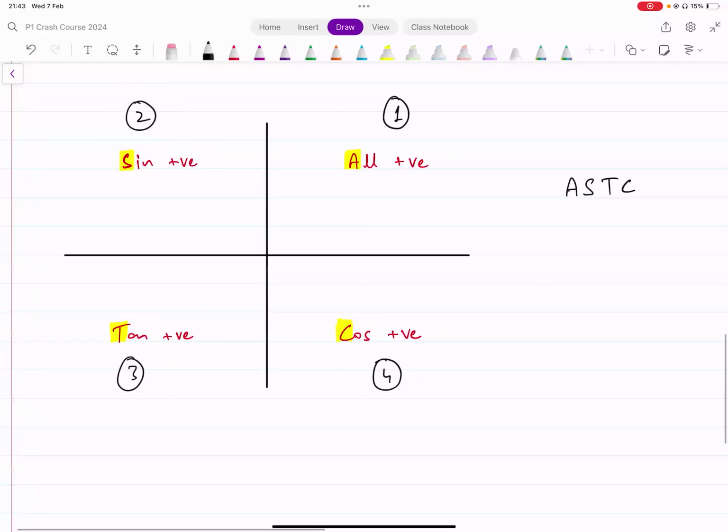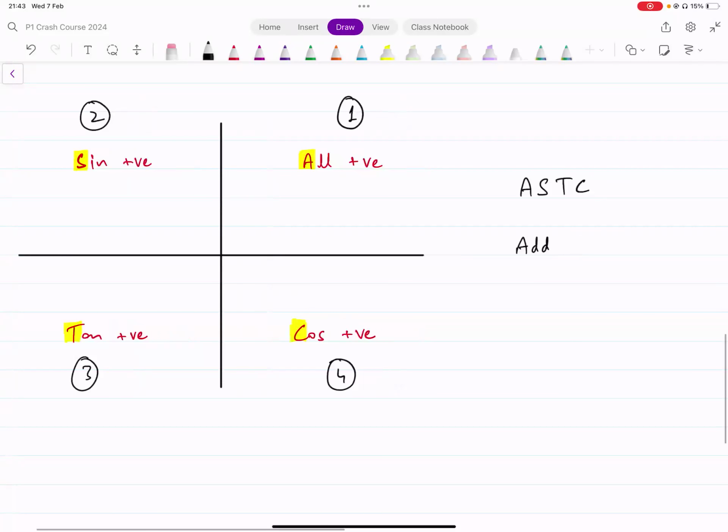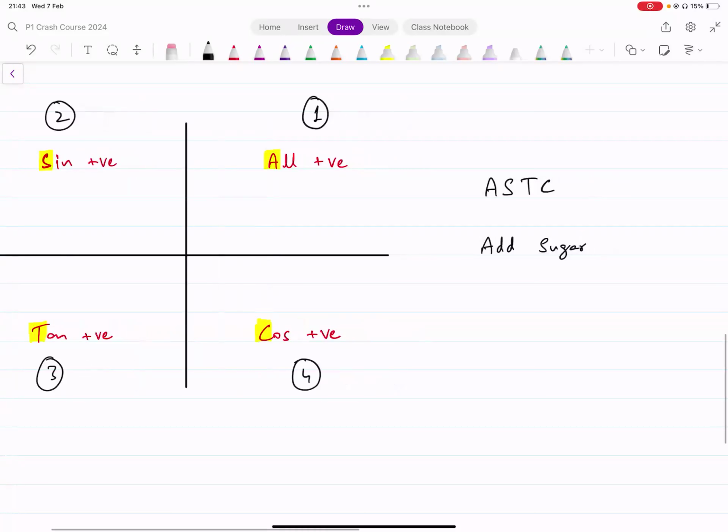Okay, and there are also different acronyms that you have for this. You can kind of remember one of those as well. So one very common one that's used here is add sugar to coffee. You can remember the first letters of these words, A, S, T, C.